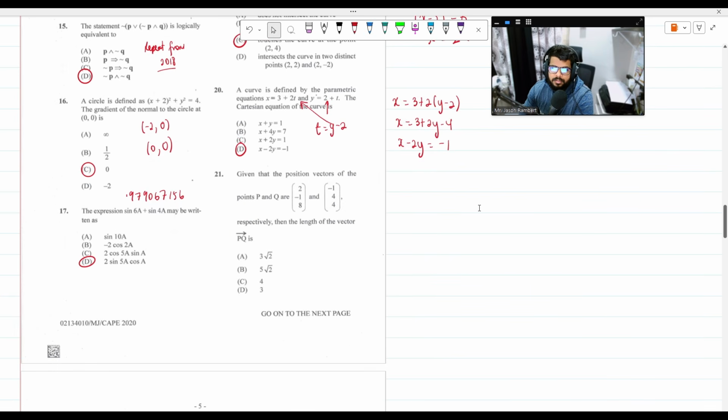Given that the position vectors of points P and Q are this, respectively, the length of the vector PQ is... so PQ is equal to negative OP plus OQ, which is minus 2, 1, minus 8. That is negative OP. Minus 1, 4, 4. So PQ is going to be minus 3, 5, minus 4. And I want to get the length of this vector.